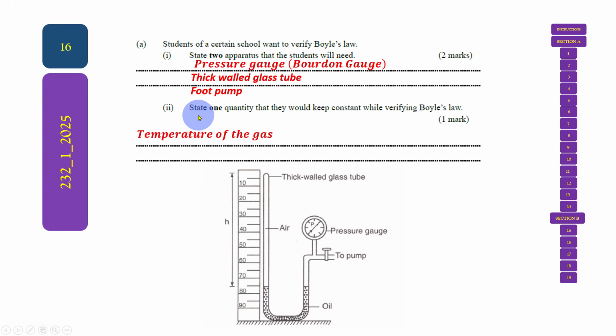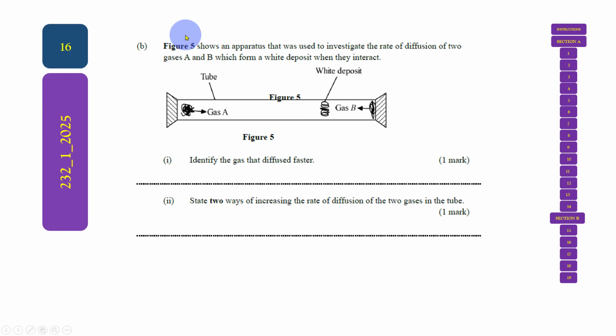Part 2, we were asked to state one quantity that they would keep constant while verifying Boyle's law. Of course, it is the temperature of the gas. How that one is done is not asked, but it pays when you are revising to know how that is achieved. Let's go to the next part of question 16.